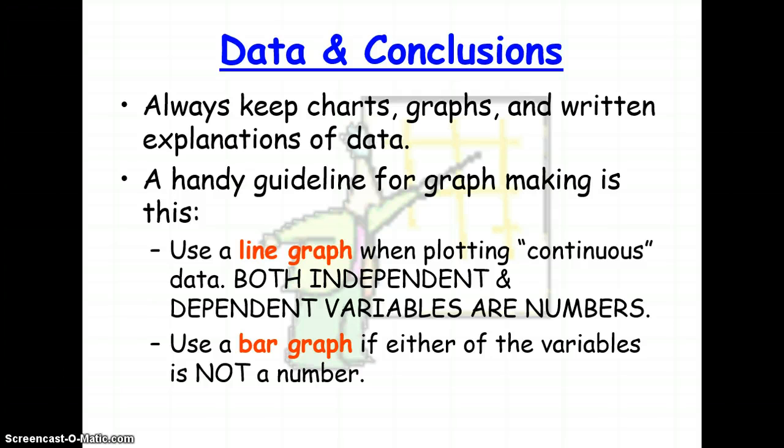So a line graph would be used if our data is all numbers. For example, if we had amount of fertilizer that we gave plants and then how tall they were, that would be a line graph.